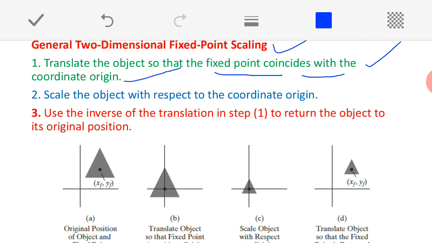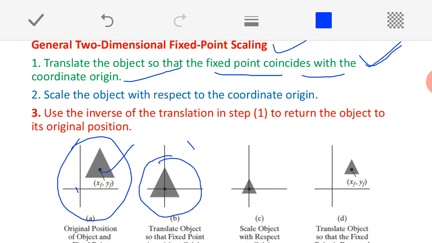The origin. See here. So, this is my original triangle, I want to perform the scaling. Now, I am going to perform the scaling not with respect to origin, I want to perform it with respect to what? A fixed point. What is the fixed point? Xf comma Yf, let it be. Now, what is my first step says? You have to translate in such a way that fixed point will come and overlap with what? Origin. See here, this is my first step.